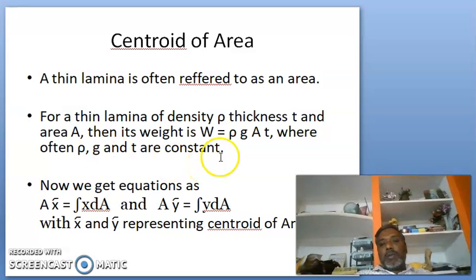Now if we remove these constants in our previous equation, instead of capital W x bar, we get the equations A x bar is equal to integral x dA and A y bar is equal to integral y dA, giving us x bar and y bar by dividing integral x dA by A and integral y dA by A.